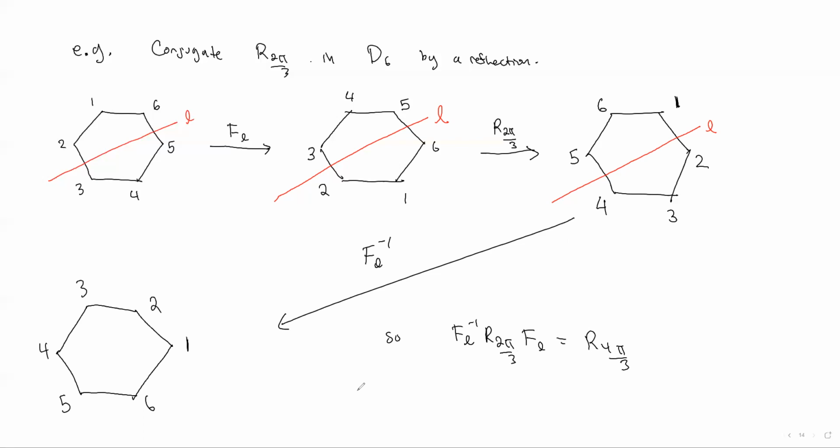I will just spend one more minute writing something else. I'll just write that the order of r 4 pi over 3 is the same as the order of r 2 pi over 3. So I will have completed this part.